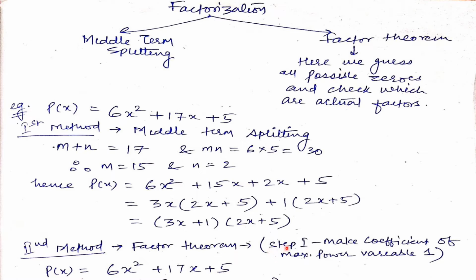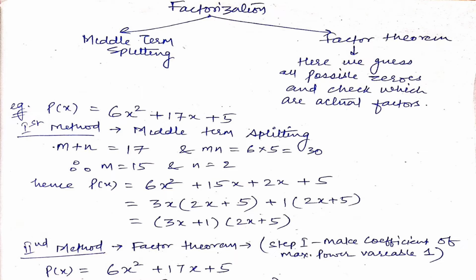The first step that you have to follow while using factor theorem is you need to make the coefficient of the maximum power variable 1. You can see in our polynomial we have 6x square plus 17x plus 5. Kindly observe which variable has maximum power. Obviously x square is the maximum power variable. So we have to make this coefficient 1. We can't allow the coefficient of the maximum power variable to be anything other than 1.